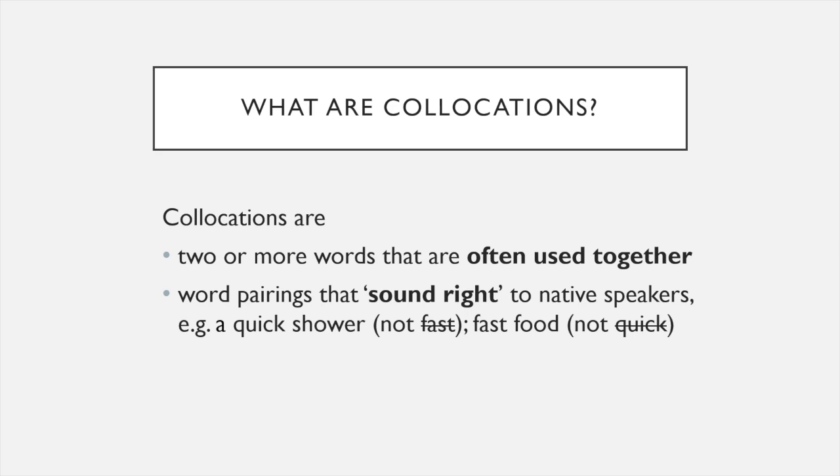For example, in English, we take a quick shower, not a fast shower, and we eat fast food, not quick food. So even though fast and quick are synonyms, we use them with different collocations or different word pairings. So you can see why you have to make a special effort to learn these collocations, because they are not always logical and they can often be difficult to guess.